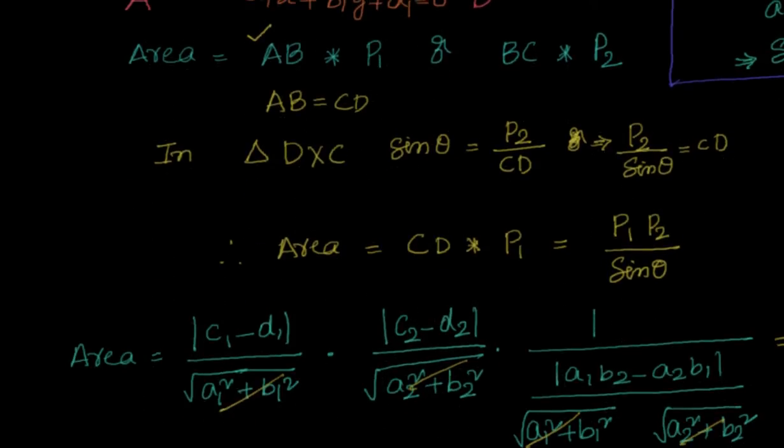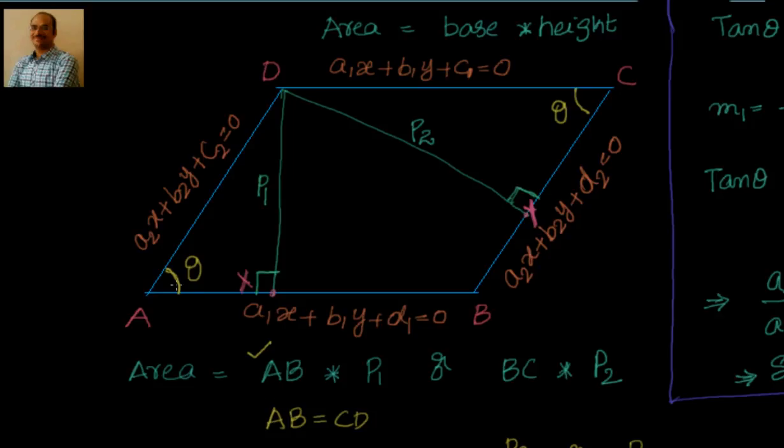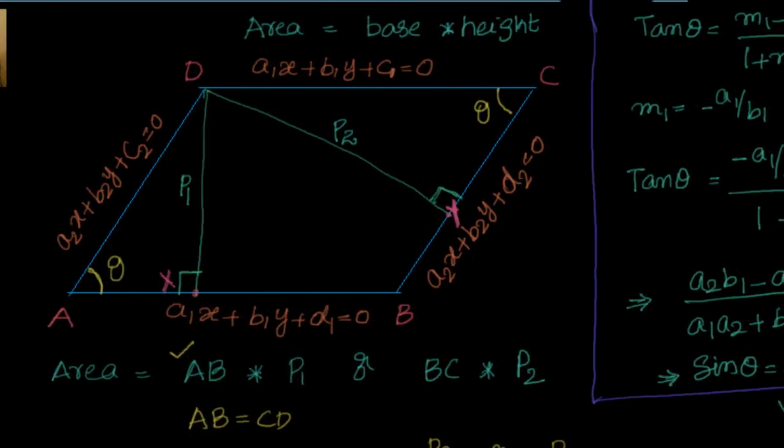Now this is a simple, straightforward substitution. We know P1 equals C1 minus D1 by root of A1 square plus B1 square, and P2 equals C2 minus D2 by root of A2 square plus B2 square. The sin theta value we have substituted, but how did we get it? Since one of the angles of the parallelogram is theta, tan of that is m1 minus m2 by 1 plus m1 m2, where m1 is the slope of CD and m2 is the slope of BC. So from tan theta I can find sin theta. That is what we substituted in the last step.